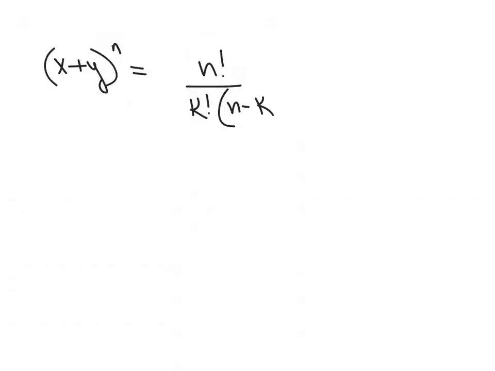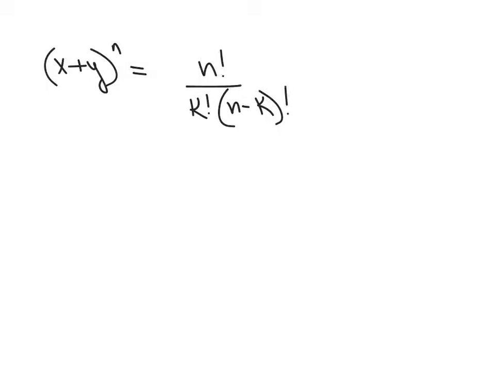Okay, so we do have a handy-dandy way to find the coefficient of an expansion. Let's say that we have x plus y, and our exponent is just some number. Let's put n up there, meaning it can be any number. That is going to be equal to n factorial over k factorial times n minus k factorial.